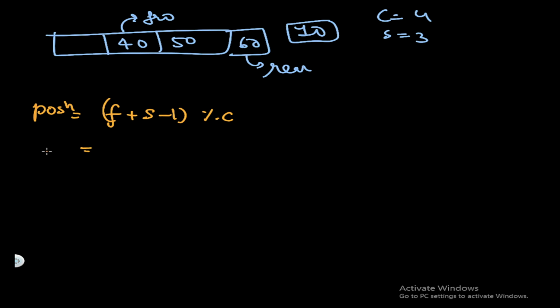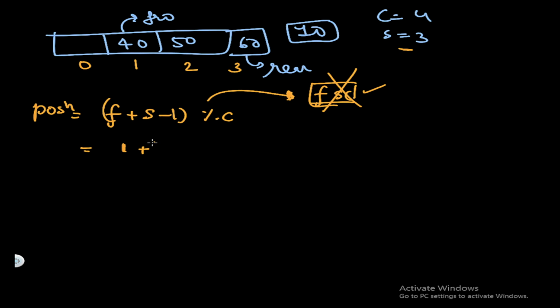If you are having difficulty understanding this formula, you can remember it this way: FSC. Actually, you do not have to memorize these kinds of things, but sometimes people have some difficulty understanding this formula. So front is, let me put index 1 over here. Front is 1, the size is 3, minus 1, modulo capacity 4. It would become 3 modulo capacity. It is 3. Yes, but is it the right position? No. Again, one more step.